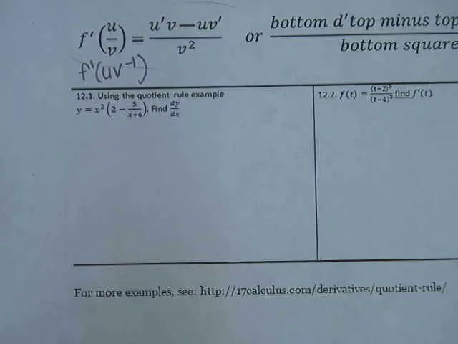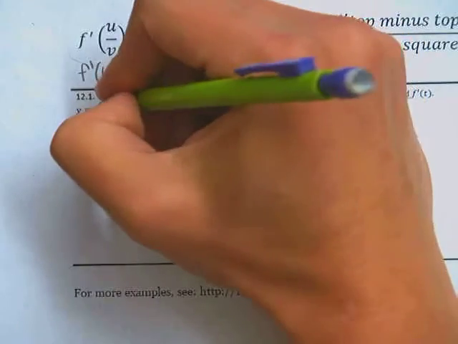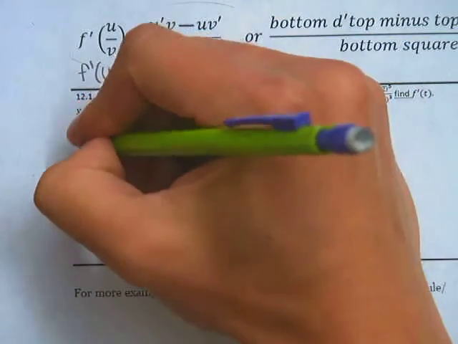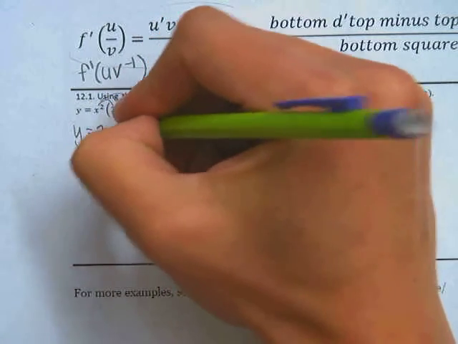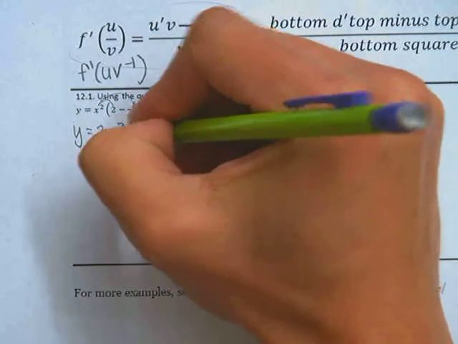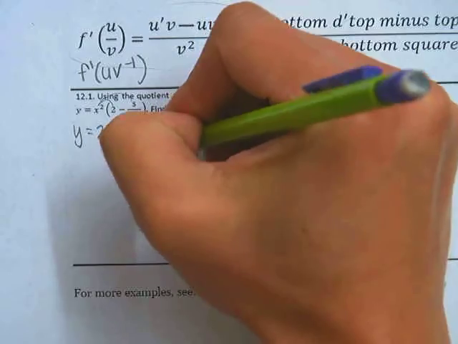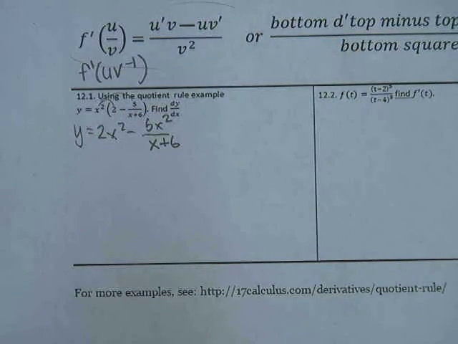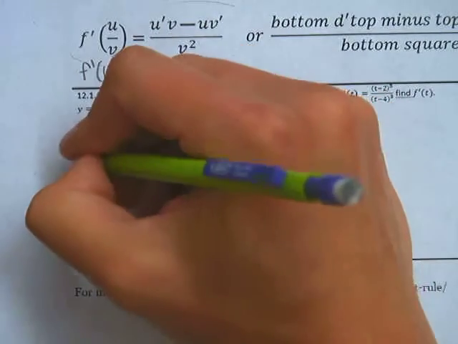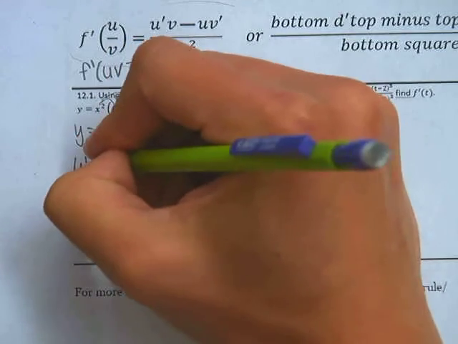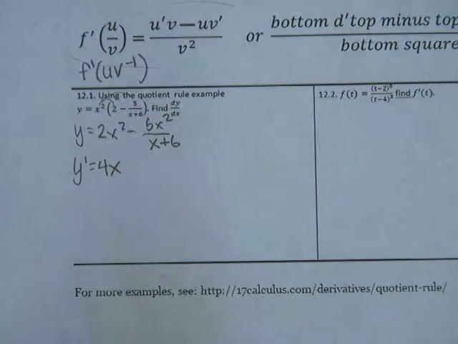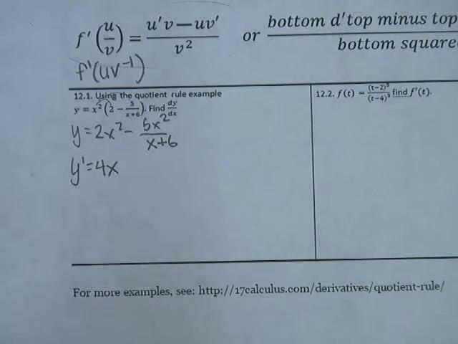Our first question here, let's distribute the x squared first. So we get y is equal to 2x squared minus 5x squared over x plus 6. Okay, next step, take the derivative. Now we get 4x as our first derivative. And then the second term here, we're going to have to use the quotient rule for.